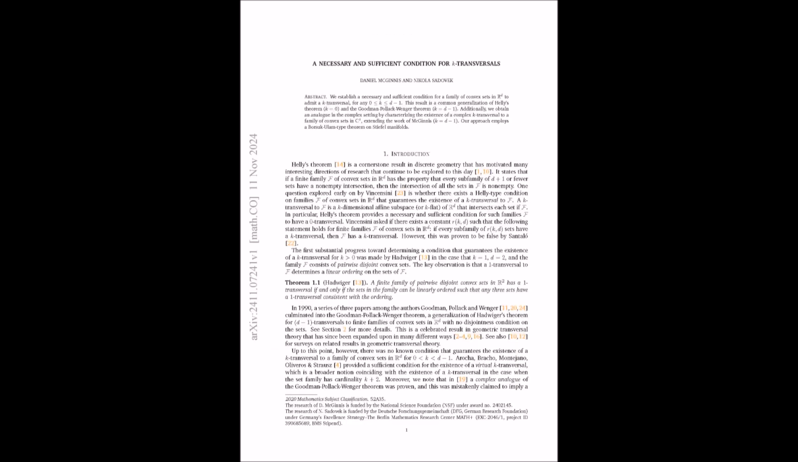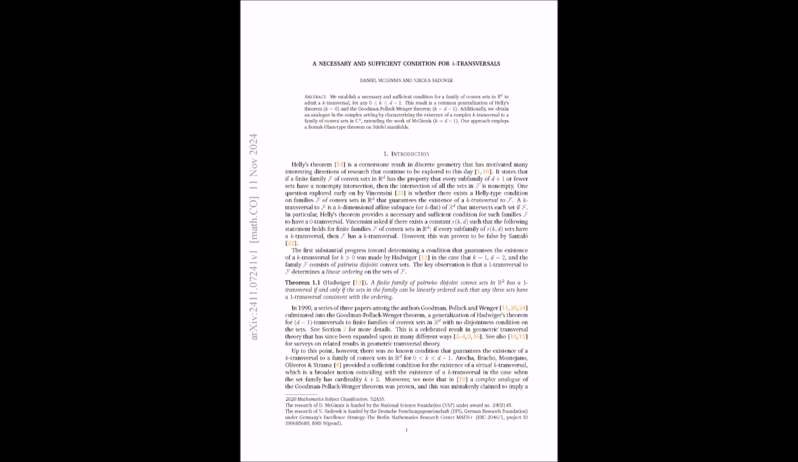Hey there, listeners. You've been sending in some seriously cool stuff lately. Yeah, some really fascinating papers to dive into. This time, you've sent us one that's making a splash in the world of geometry. Geometric transversal theory, to be exact. It's tackling a problem that's had mathematicians stumped for a while. So the paper's called A Necessary and Sufficient Condition for K-Transversals, by Daniel McGinnis and Nikola Sadovek.